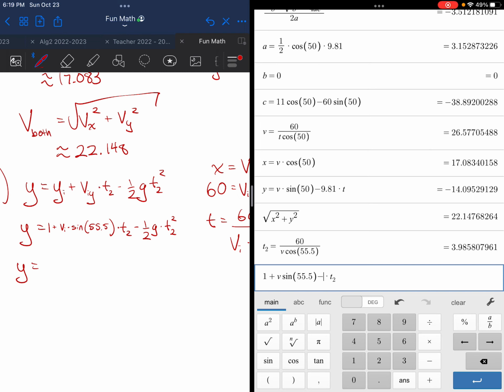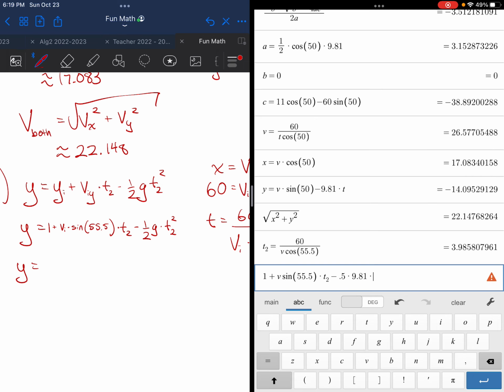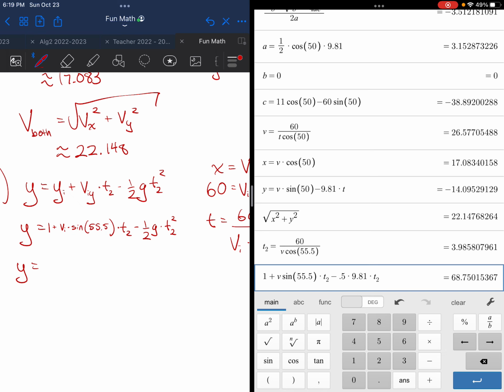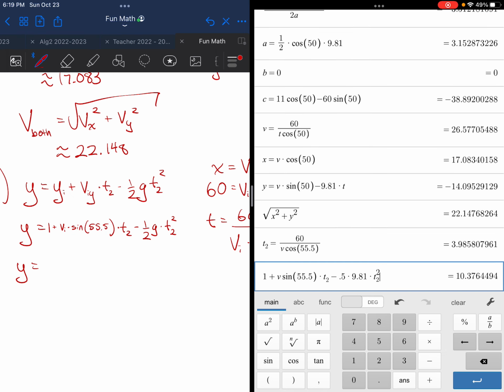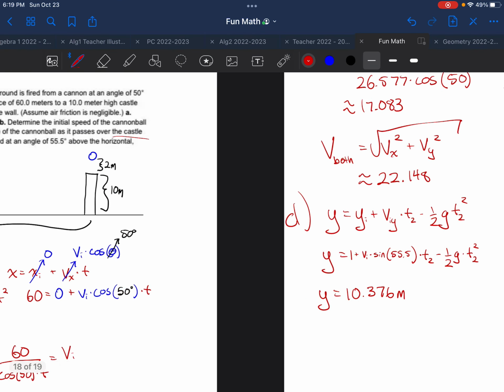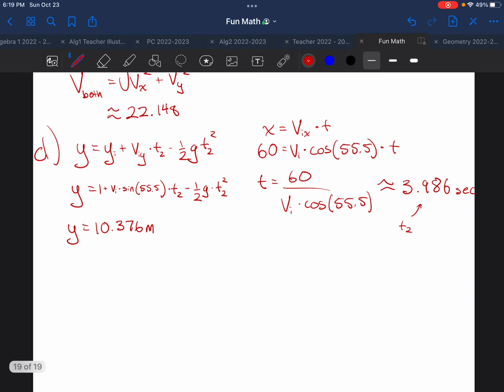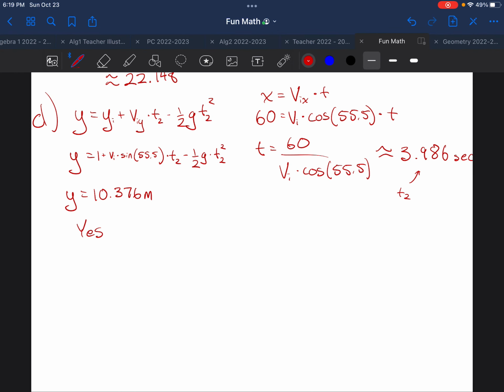Can I do 1 plus all of that? That looks good so far. Minus 1/2, which is 0.5, times 9.81 times that t2 variable, and then I have to square that. Oh, okay. Well, that looks like a reasonable value. So it's going to be 10.376 meters. And as you will recall, our wall was 10 meters tall. So the answer is yes, it will still clear the wall.